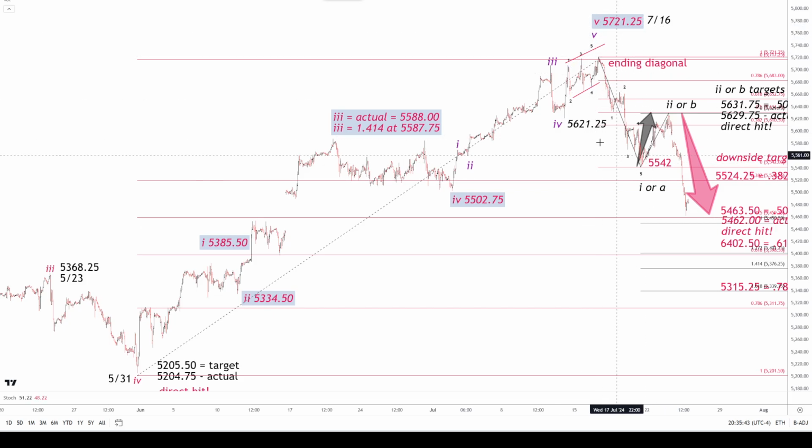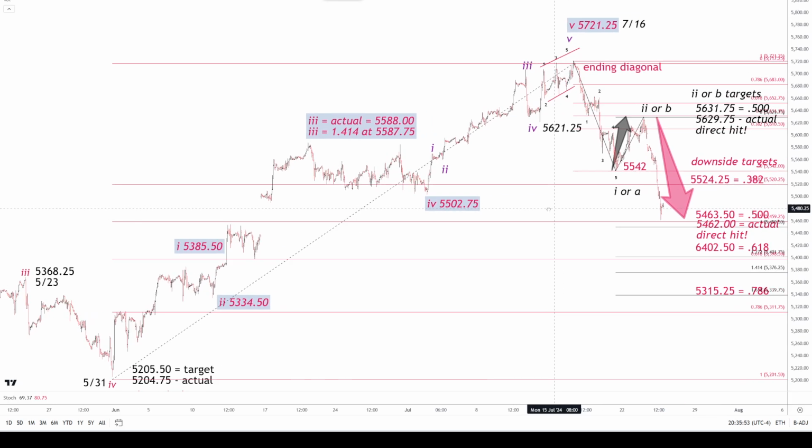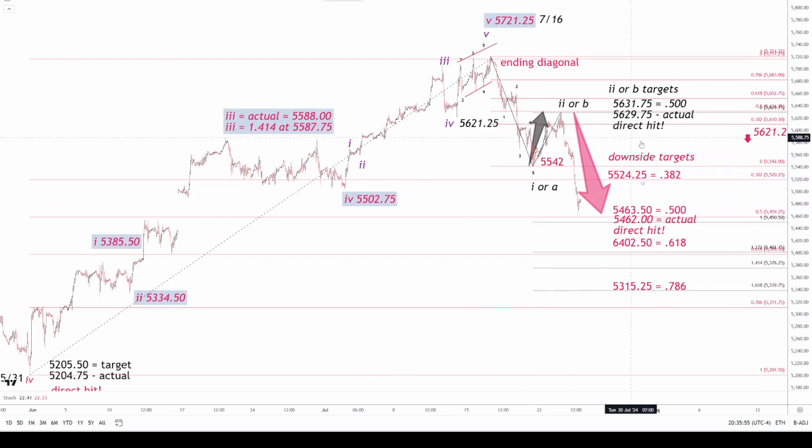So we're looking for a move to the downside. We got it here. You can see there's 5 waves. Then we had a move up and a move down. And that move up, let me get over here, went right to one of our targets within 2 points. 56.3175 was the 50% retrace. You can see it right here. It came within 2 points at 56.29.